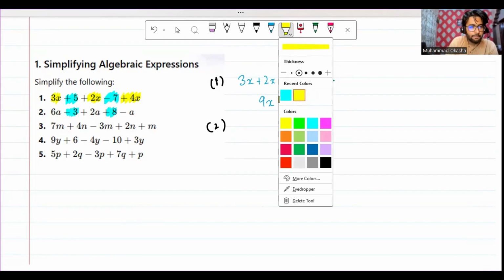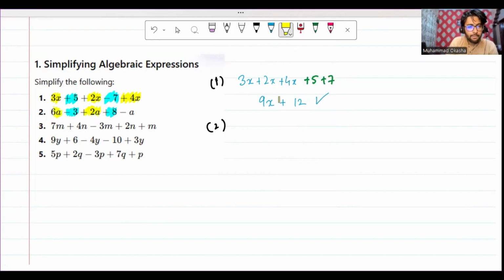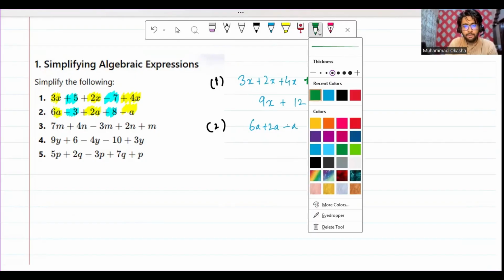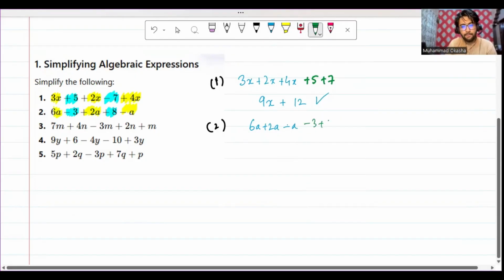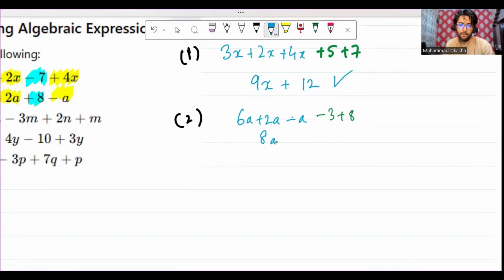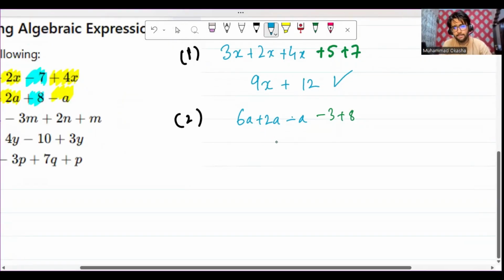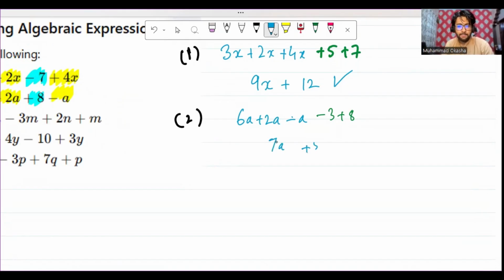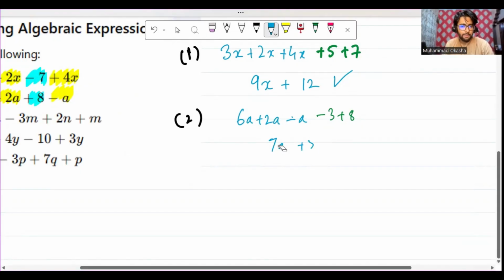Number 2, let's do it. The constants are -3 and +8, and the terms with a variable are 6a plus 2a minus a. So let's put them together: 6a plus 2a minus a. And for the constants, I'm going to write -3 plus 8. 6 plus 2 is 8, 8 minus 1 is 7, so altogether it's going to be 7a. -3 plus 8 is +5, so that's going to be 7a plus 5 altogether.